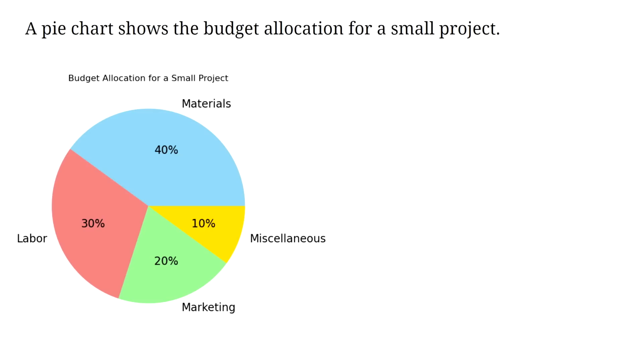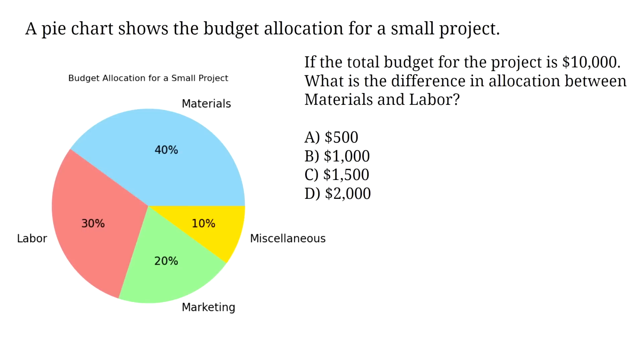A pie chart shows the budget allocation for a small project. If the total budget for the project is $10,000, what is the difference in allocation between materials and labor? A. $500. B. $1,000. C. $1,500. D. $2,000. This is a typical GED math pie chart question. There are two easy ways to solve it.